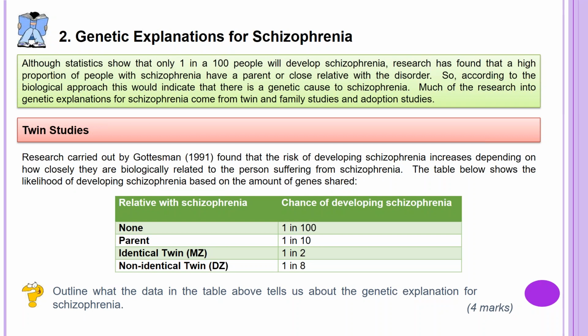Okay, welcome back. Research carried out by Gottesman in 1991 found that the risk of developing schizophrenia increases depending on how closely they are biologically related to the person suffering from schizophrenia. The table shows the likelihood of developing schizophrenia is higher in identical MZ twins, with a 1 in 2 chance, i.e. 50%, followed by non-identical twins, based on the number of genes shared, with a 1 in 8, i.e. 12.5% chance, whereas those sharing no genes have a very little chance, 1 in 100, thus suggesting there is a genetic link in the development of schizophrenia.